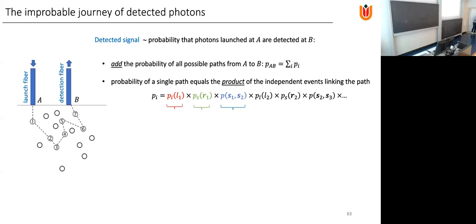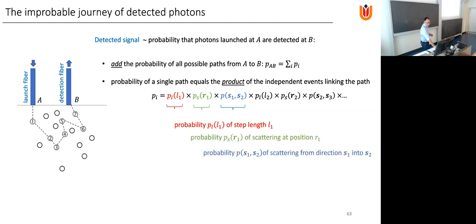So just one more representation of how that would look. I would break the path into the different sub-events, which have different colors here, and I would have to multiply all these probabilities: the probability of step length L1, the probability of scattering at the position, the probability of scattering events happening, the probability of scattering into a different direction. I would have to calculate more.